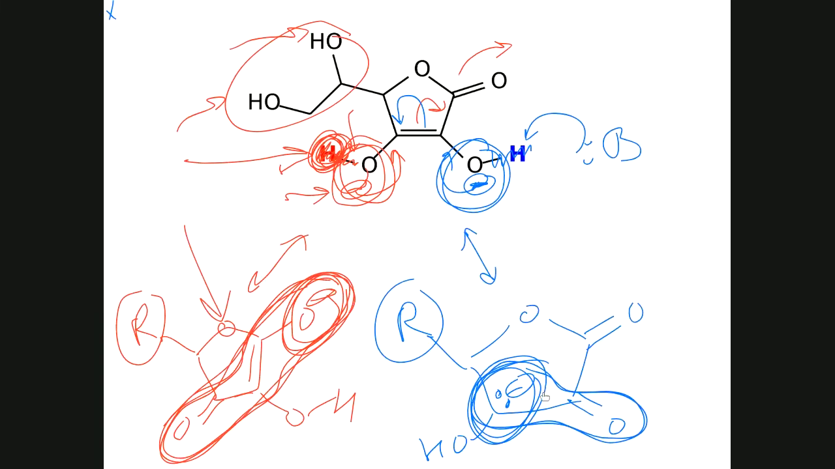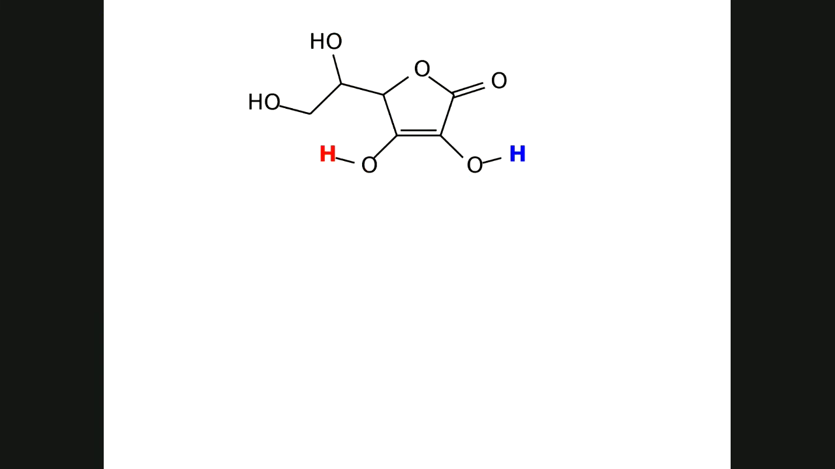Let me clean this up again because this is a big hot mess over here right now. So again, this proton is the most acidic because once that proton is removed, the charge can be spread out over all of these atoms, and 2 of them are oxygen, and therefore that produces a more stable conjugate base. Therefore, that proton will be the one that exhibits the lowest pKa.